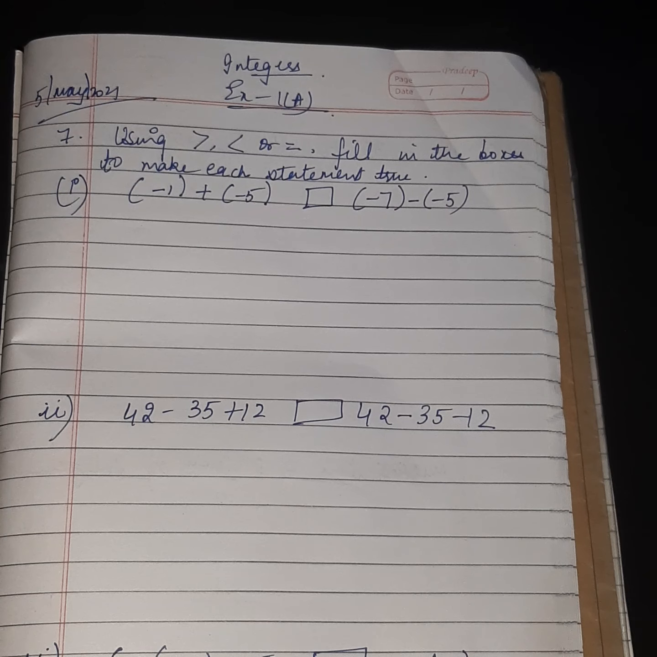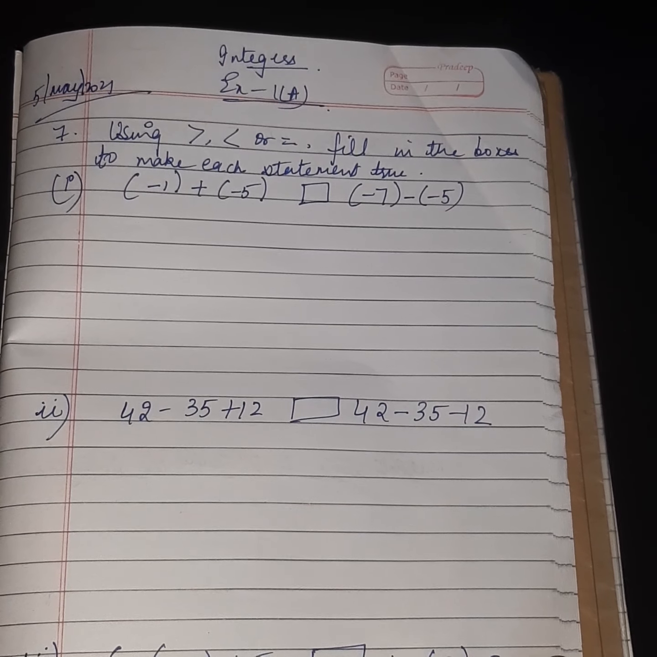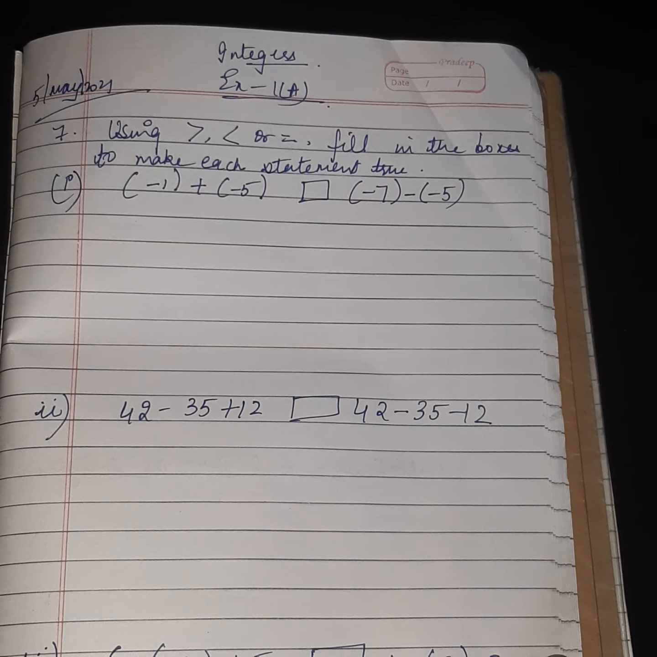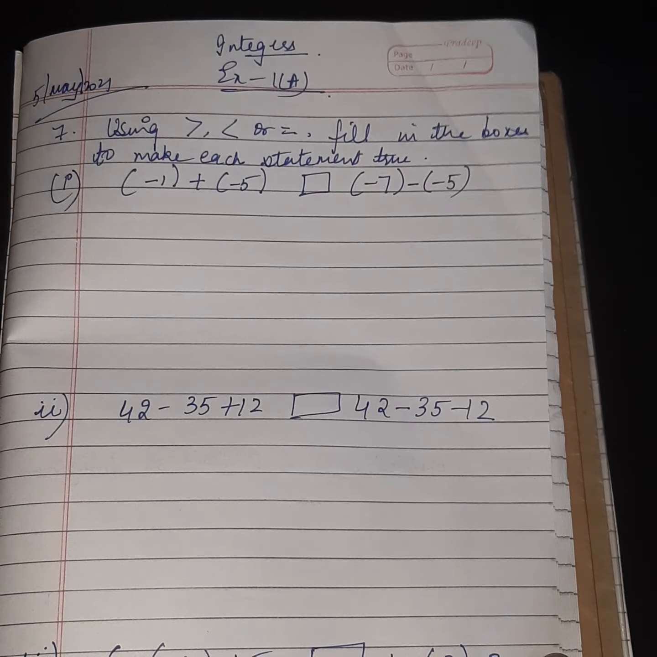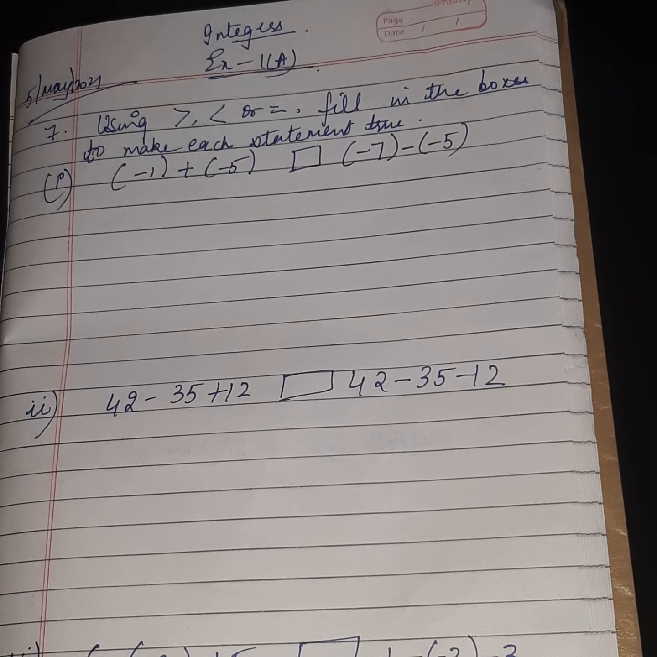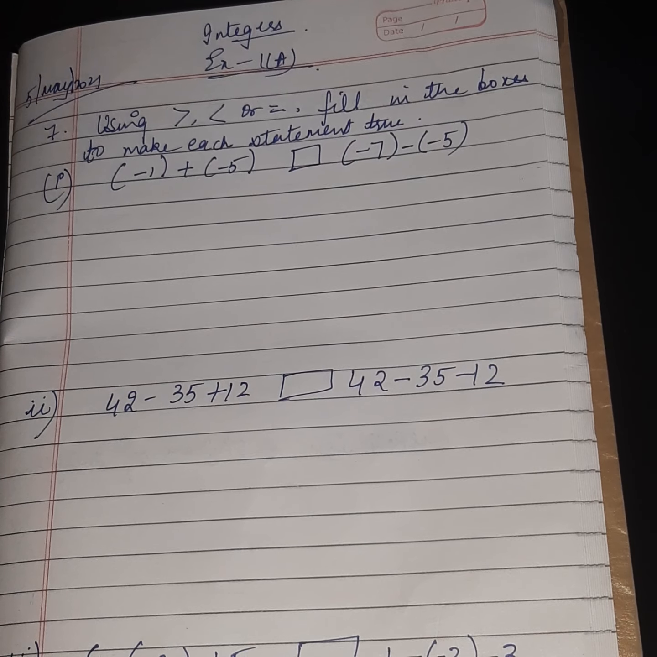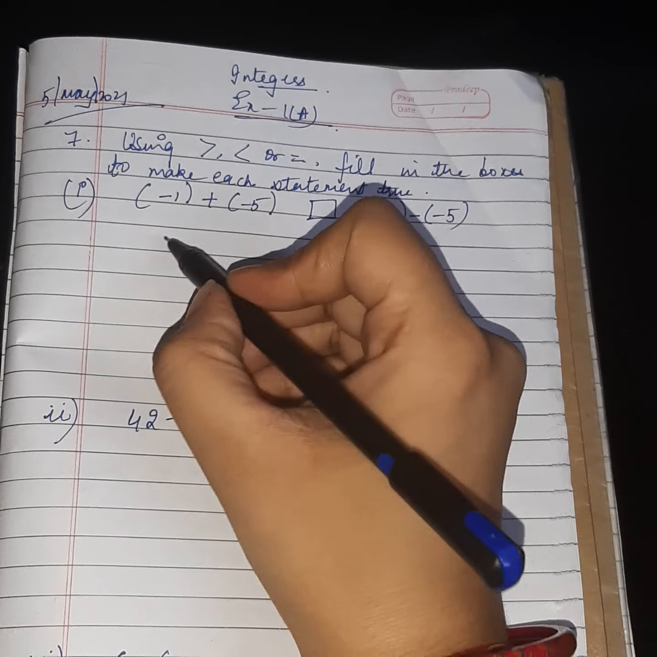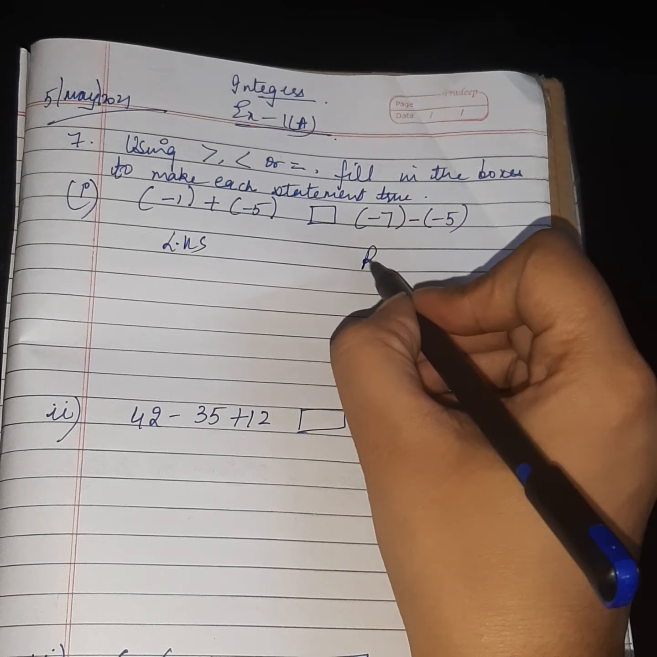Good morning children. Today we have to do question number 7 of exercise 1A. Here we have to do the comparison by solving the left hand side and right hand side. So children, just look how we have to do that. First of all, we'll take the left hand side. So this is left hand side and this is right hand side.